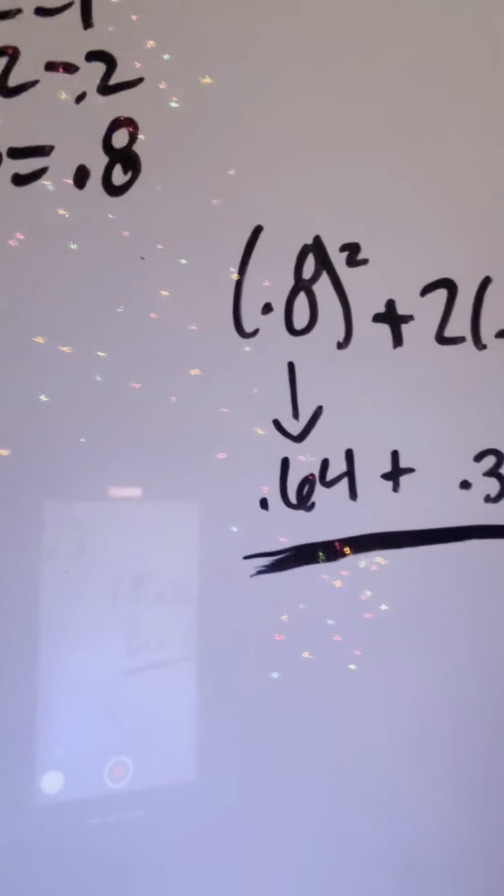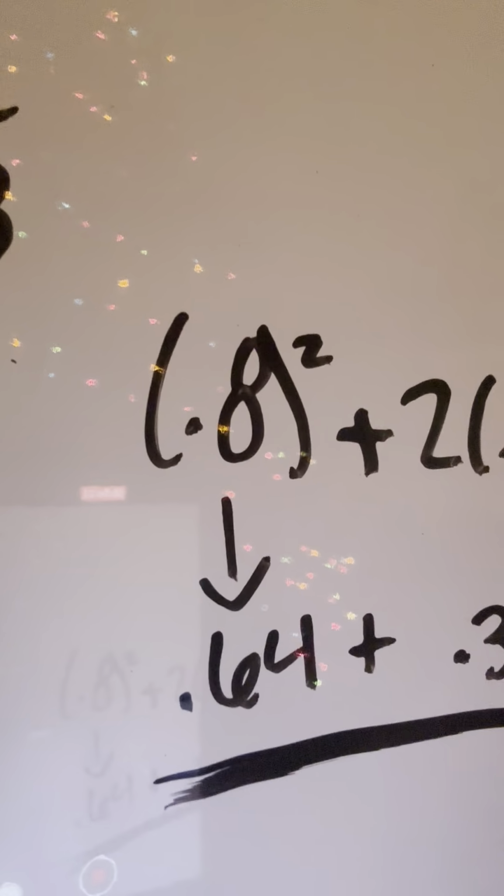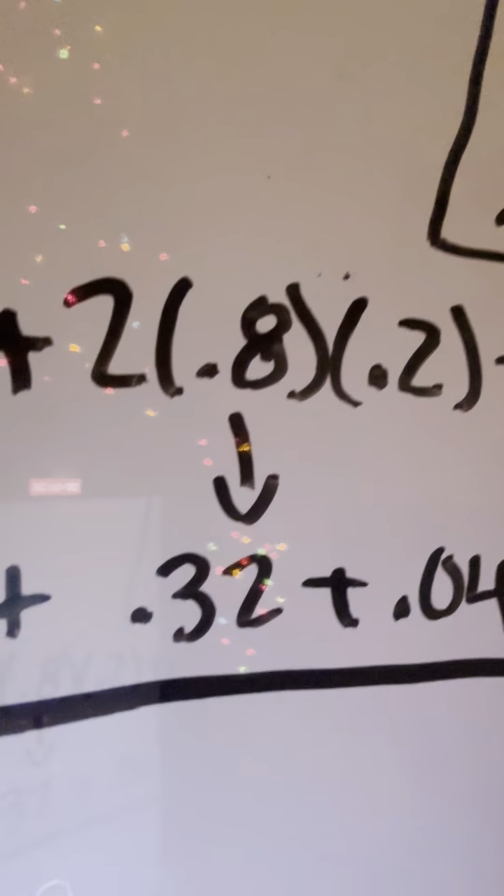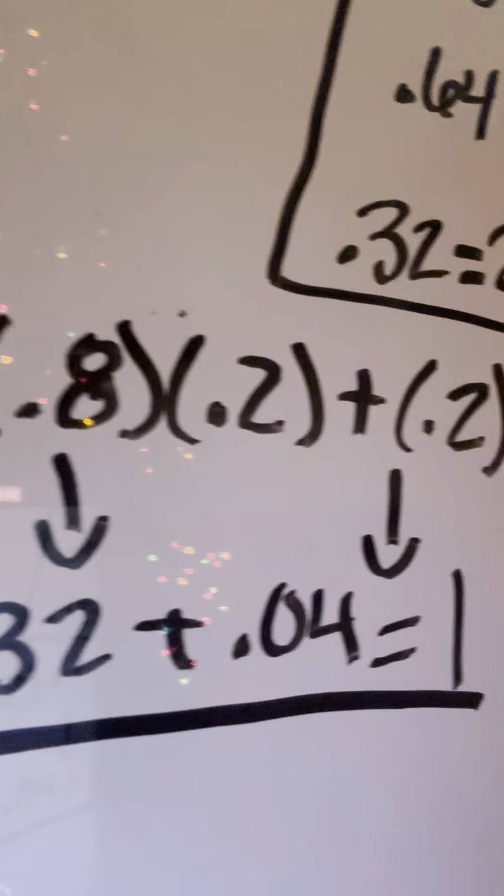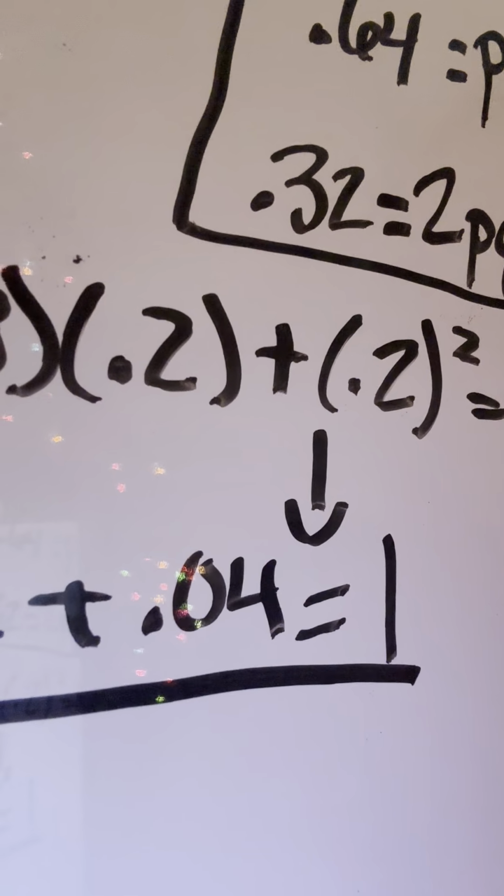So then you add them up. 0.64 because it's P squared, plus 0.32 because it's 2PQ, plus 0.04 because it's Q squared is going to give you 1. And there you go. You found the frequencies.